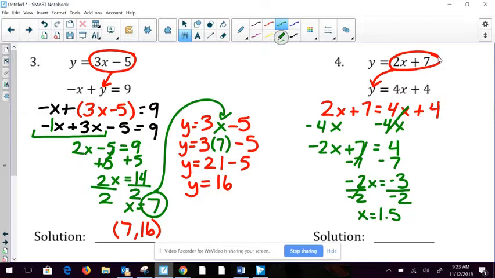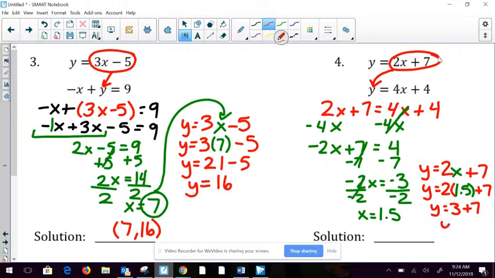So now we're going to take this and we can choose either equation. It doesn't matter which one you choose. I'm going to choose the top one for consistency. So instead of saying y is equal to 2x plus 7, I'm going to say y is equal to 2 times what x is, 1.5 plus 7. So what is 2 times 1.5? Great job. It's 3 plus 7, and y is equal to 10. So the point at which these two lines would intersect is 1.5, 10.